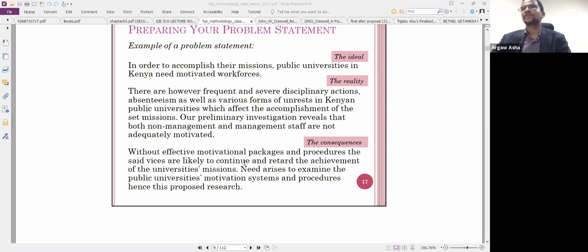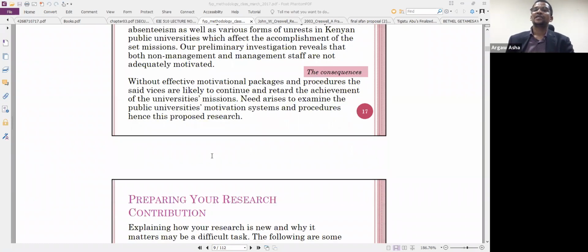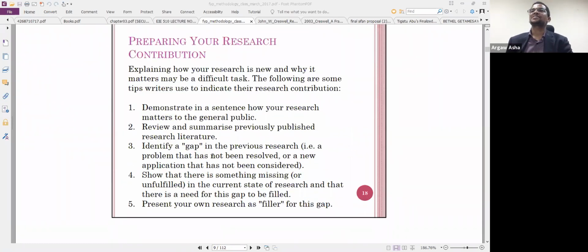Okay. So these are the situations. In this case, I want you to write your own problem statement in terms of ideal, reality, and consequence. Please write a short piece, maybe 2-3 paragraphs, in your own words for your title. What are the ideal situations, and what are the reality and the consequence? This is left for you as an exercise.